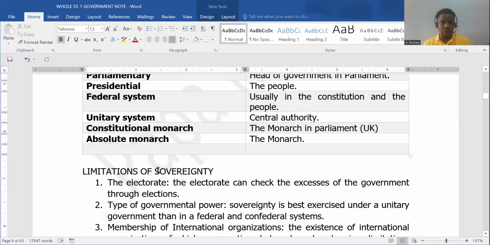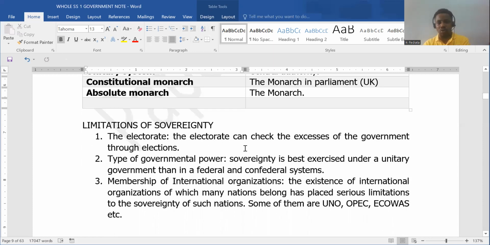So, we have the limitations of sovereignty. What can limit the sovereignty of a sovereign state? What can limit the capacity of a state to manage its affairs without external influence? Number one, the electorates. The electorates can vote out a government in power. Also, the type of government you have. If that government is a military government, then sovereignty can never happen ab initio.